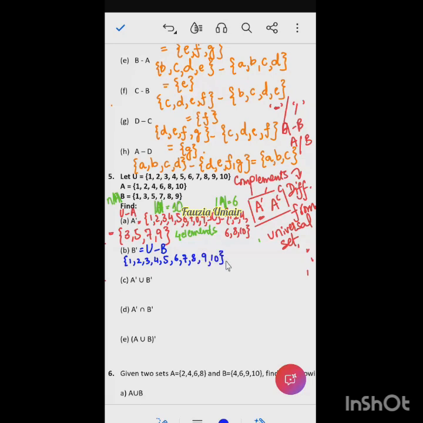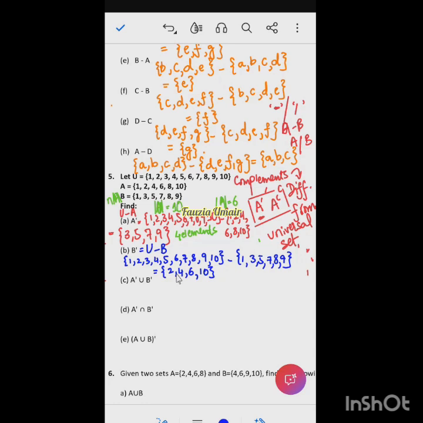B complement: U minus B. So B is 1, 3, 5, 7, 8, 9. Again, the universal set has 10 elements and we are taking out 6 of them, so the answer must have 4 elements. Which 4 elements will come in the answer? 2, 4, 6, 10. So these are the elements coming in B complement, right?